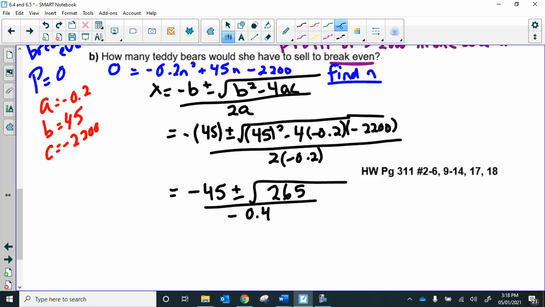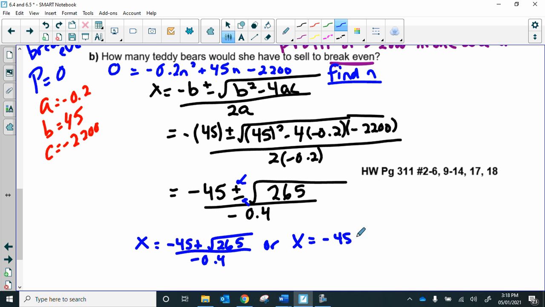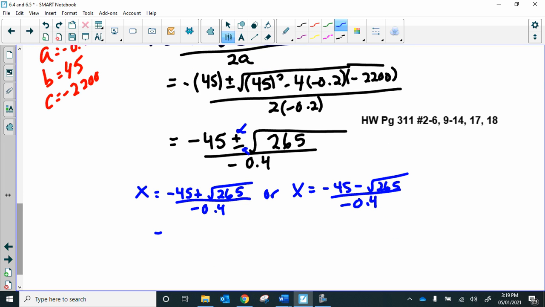There's going to be two solutions here. One of the solutions is going to be when there's a plus. One of them is going to be when there's a minus. So either it's a plus or it's a minus. One way we're going to get 71.8. The other way we're going to get 153.2. So neither of these are actually negative numbers, so they're both correct.